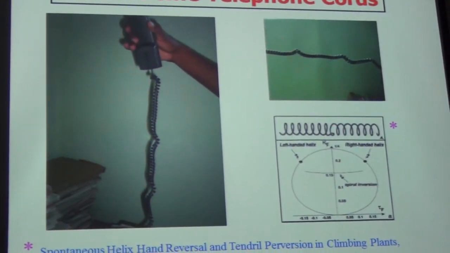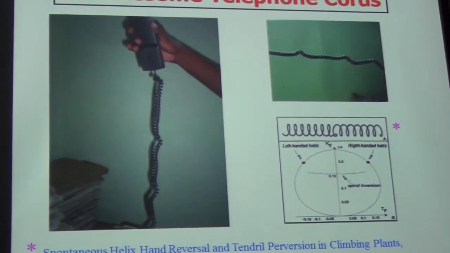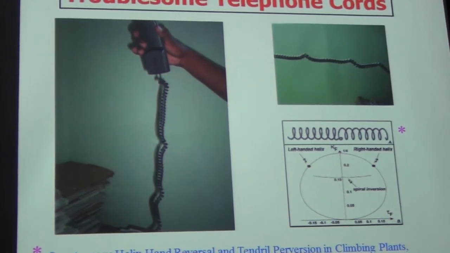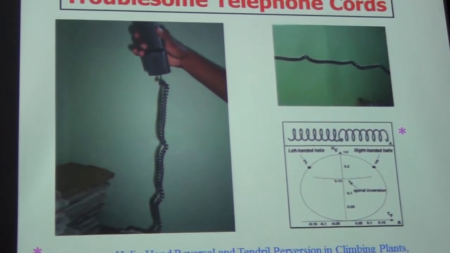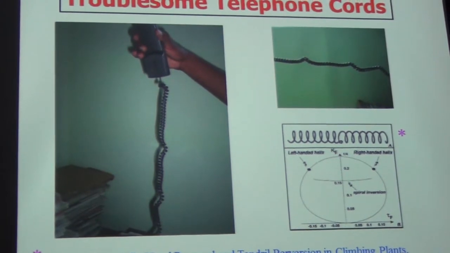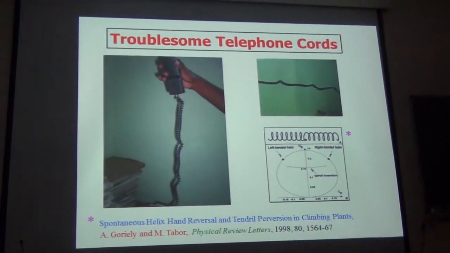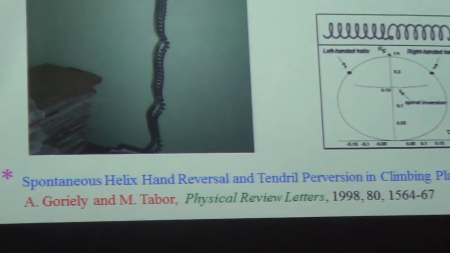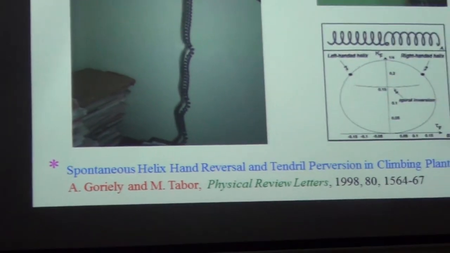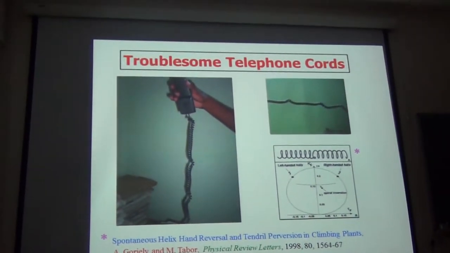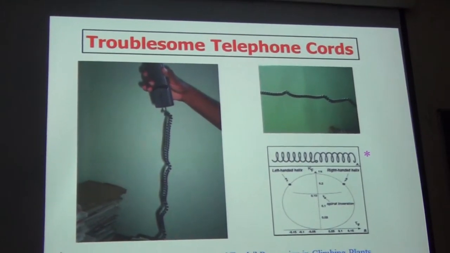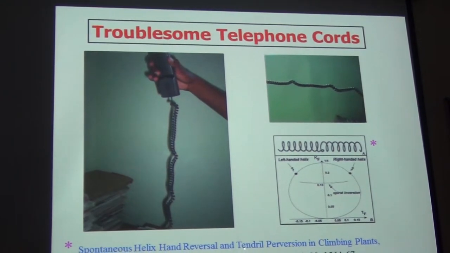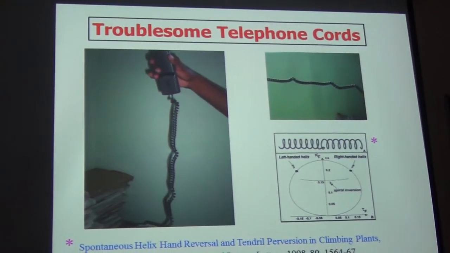So once when I was giving a seminar at the Central Drug Research Institute in Lucknow, I put this up hoping that somebody would tell me something about it. And sure enough, after I went back to Bangalore, some chap sent me an email saying, look, go and read this issue of, I think it was the Hindu. I lost the reference. But there was an article in the Hindu which highlighted this particular paper, which says spontaneous helix hand reversal and tendril perversion in climbing plants.